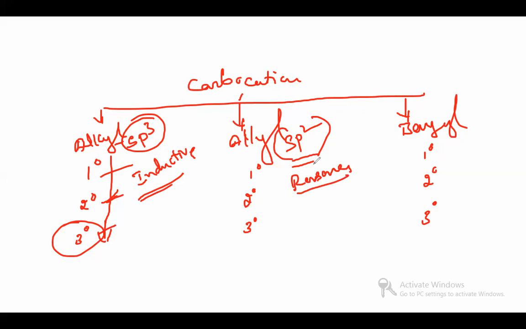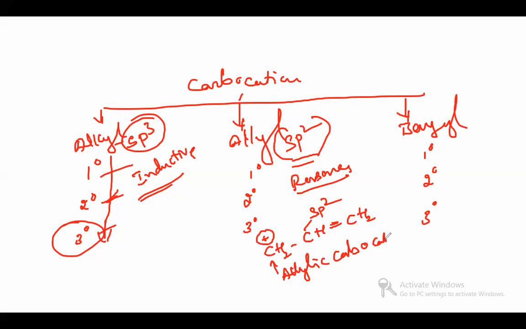So consider the example in the allyl group. Allyl carbon example: CH2 attaches to another carbon with hydrogen, double bond CH2. If this carbon has a positive charge, the next carbon is in a carbon-carbon double bond, which is sp2 hybridized. Then this carbon is called allyl carbocation, or allylic carbocation.